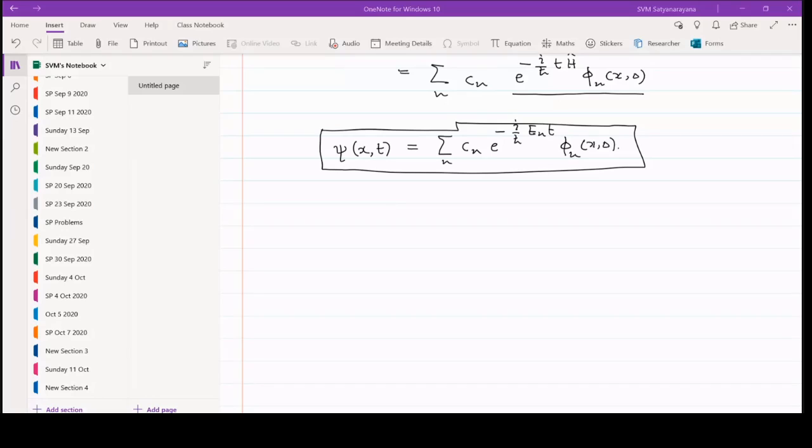Okay, sir. One more thing. Is the act of measuring the same as some kind of operator acting on the wave function? No, it's not the same. The act of measurement is not an operator acting on the function. The act of measurement is something that happens through interaction with some instruments, and things like that. So it's not the same as an operator acting on the function.